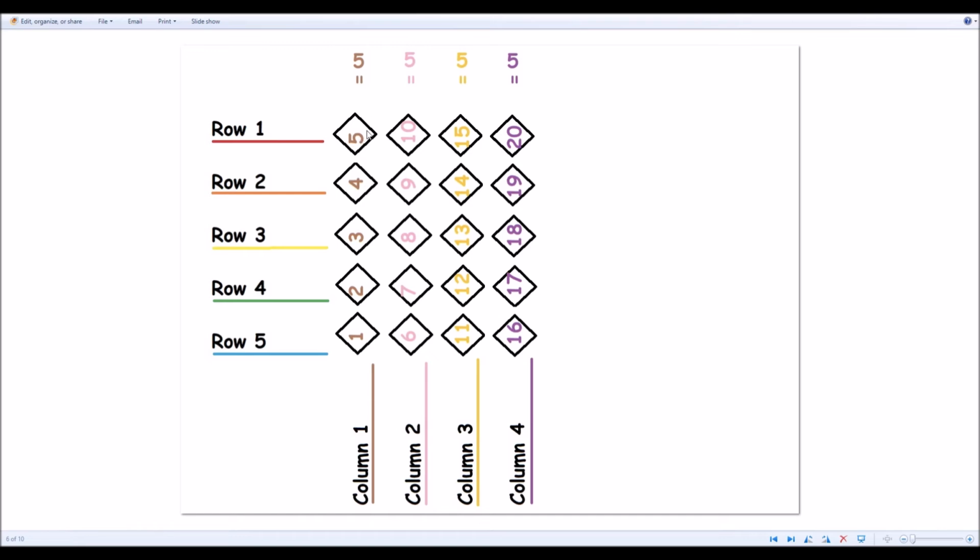Here's 5. What's 5 plus 5? 10. 5 plus 5 is 10. There's 10. 10 plus 5 is, that's right, 15. 15 plus 5 is 20. So 5 plus 5 plus 5 plus 5 is 20.